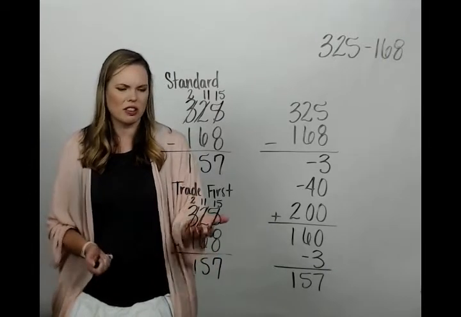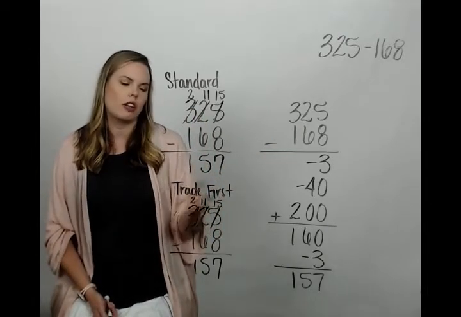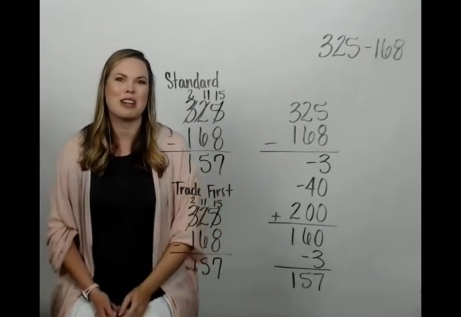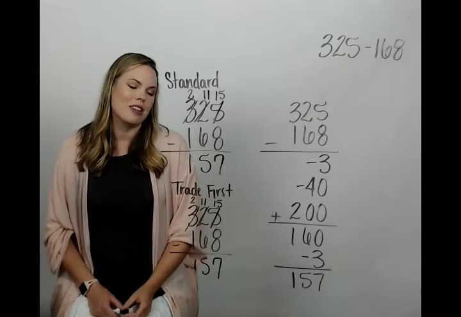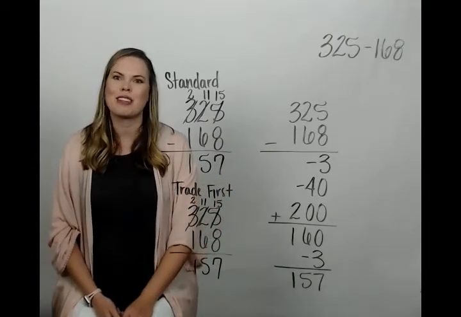I tend to do this especially when I have a lot of zeros in my top number, the larger number, or the number that I'm subtracting from. So I tend to use the trade first for that. So these are our three subtraction algorithms.